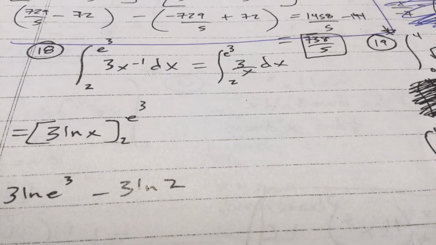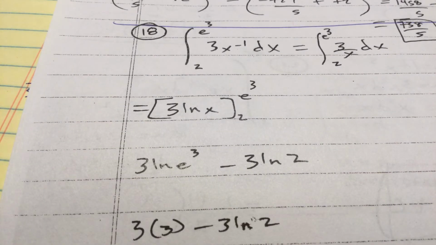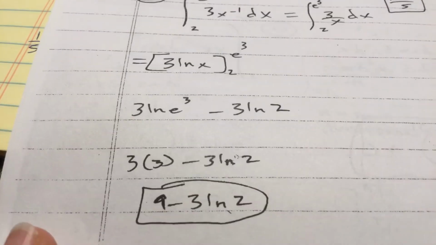All right, back to 18. Another way to write that is 3 over x, which is 3 times 1 over x, which is 3 natural log x. Plug in e to the third, plug in 2. That is what we got.